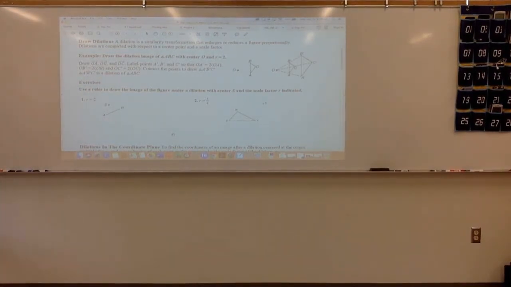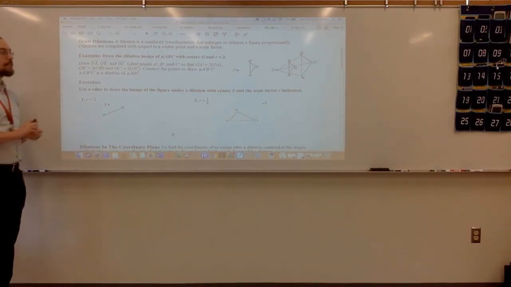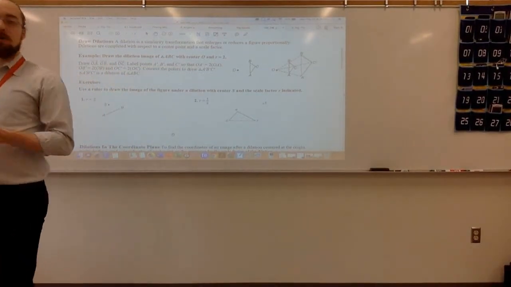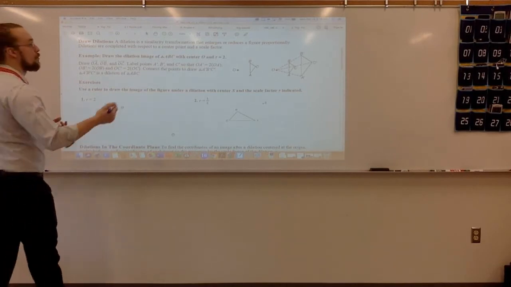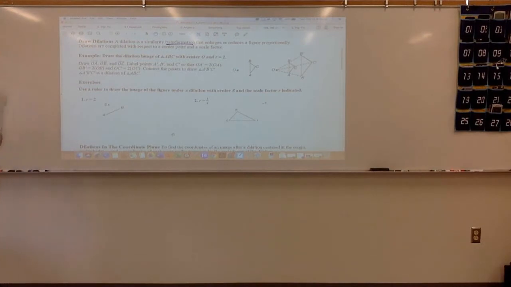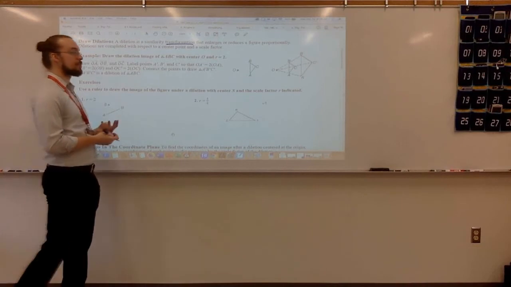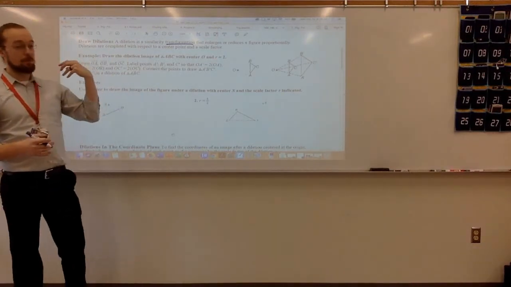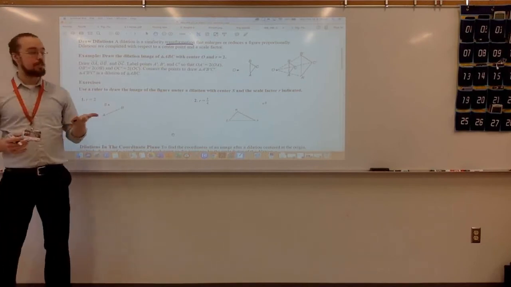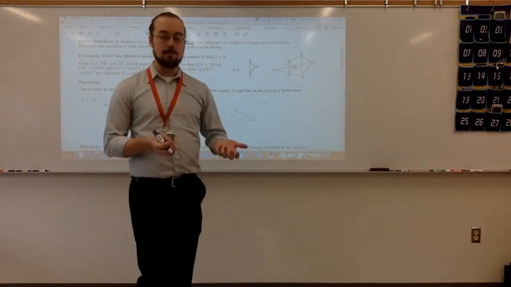So dilations is the first section in our next chapter. And a dilation is just a transformation that makes a figure bigger or smaller, right? So we actually already talked about a few transformations: rotations, reflections, and translations. This is just another type of transformation. The difference between those other three and this one is that a rotation, reflection, and translation don't change the size. A dilation is a transformation that changes the size.